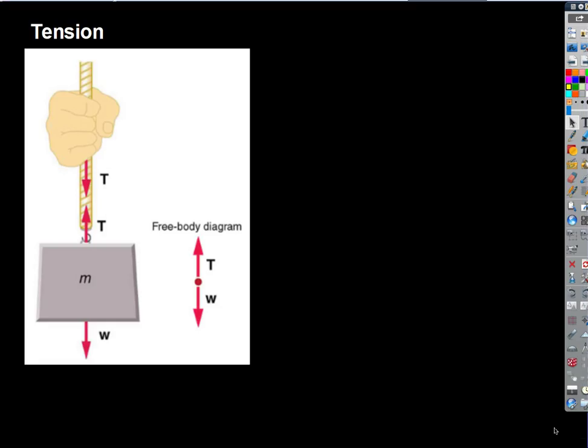So it says this object is experiencing 300 newtons from the right and 200 newtons from the left. So obviously it's going to move to the right, but what's the force that it feels? How do I figure that out?